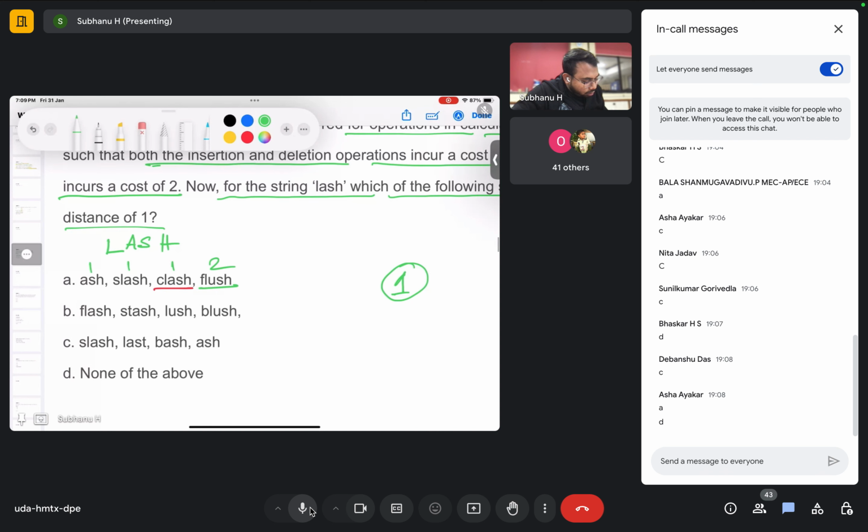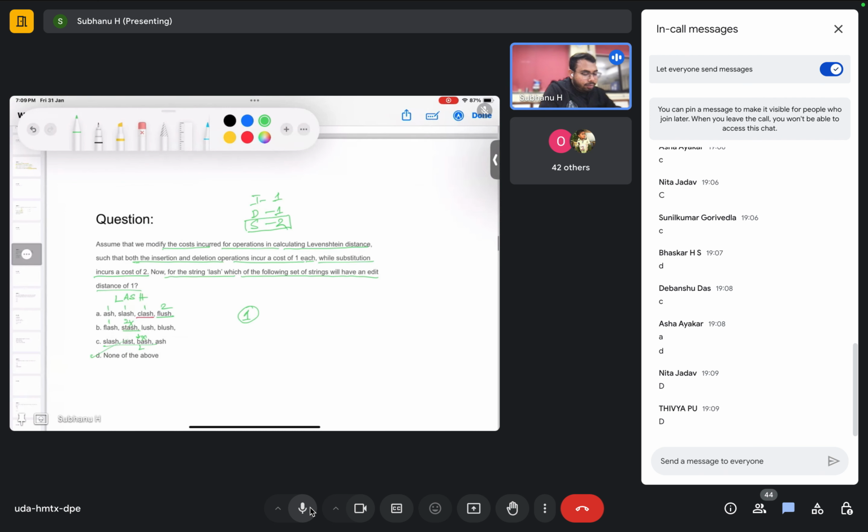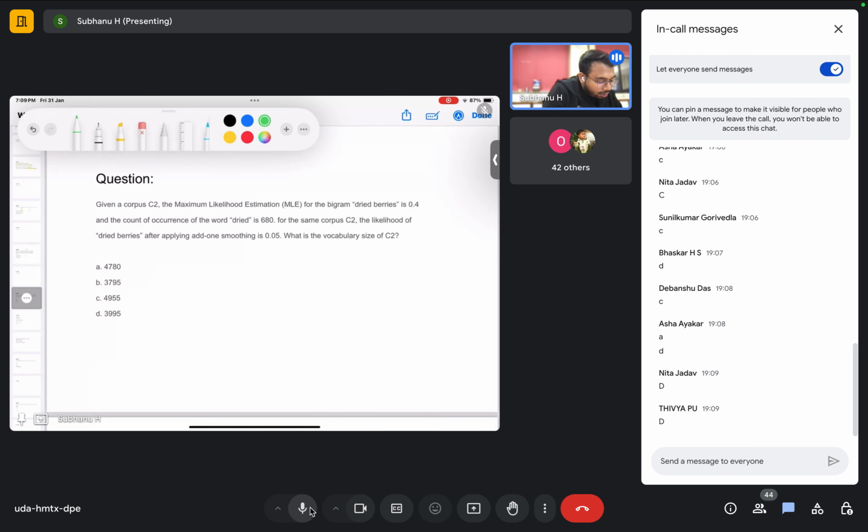It's insertion. Yes. It will fill. It is two. It is also. ST, SH. So here B is a substitution. So none of the above is correct. Fine. So let's move ahead to our next thing.